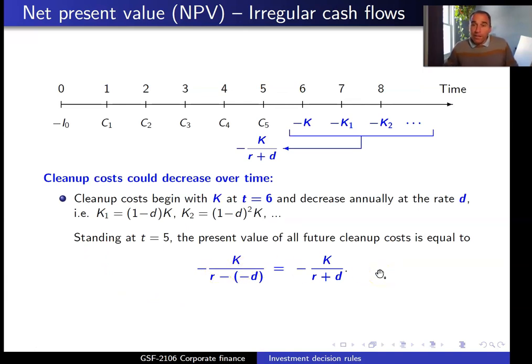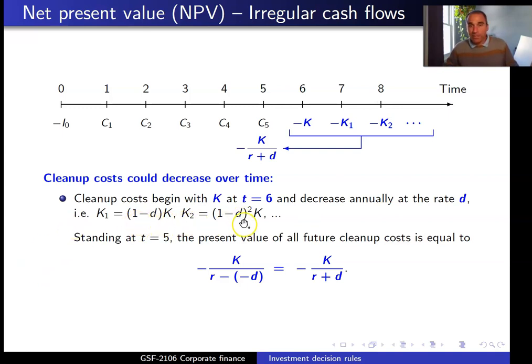Now suppose we are less severe, and instead of having cleanup costs that are constant forever, they could just decrease over time. So we need to clean up the field, but the cost of cleaning up will eventually fade away. So cleaning costs decrease annually at the rate D. So it's like they grow annually at a growth rate of minus D. So K1 is (1 minus D) times K.